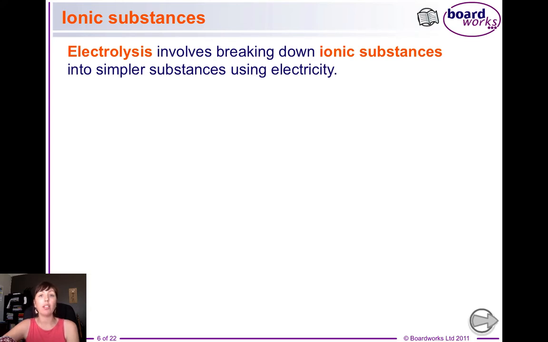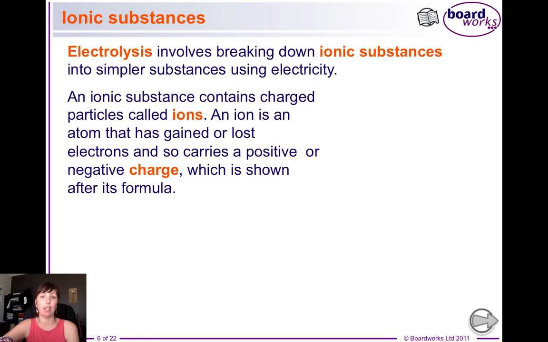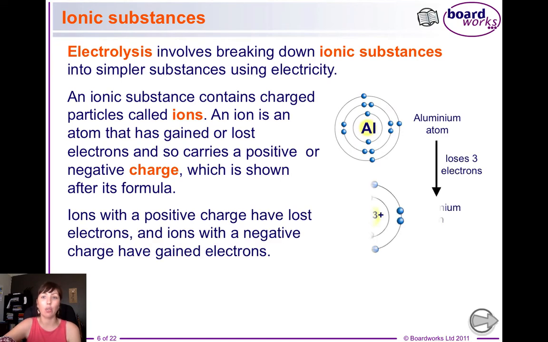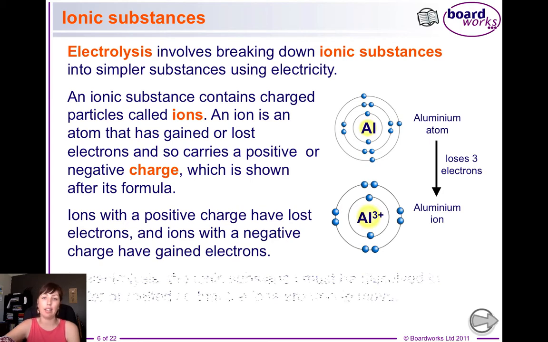Okay, so electrolysis involves breaking down ionic substances into simpler substances using electricity, and that's really the bottom line. An ionic substance, as we know, contains charged particles called ions. An ion is an atom that has gained or lost electrons, so it carries either a positive or a negative charge, which is shown after its formula. Okay, we know this, this is review for us. Ions with a positive charge have lost electrons, and ions with a negative charge have gained electrons.